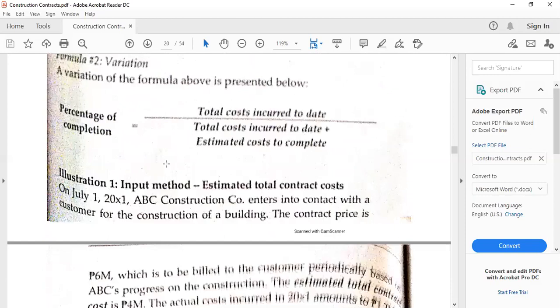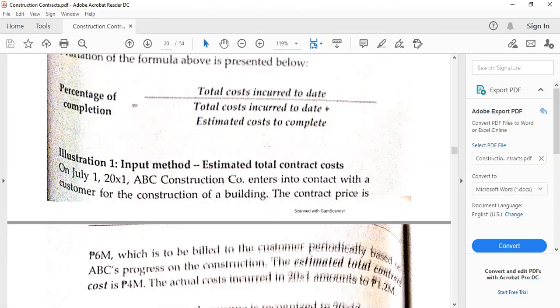And that's why for the variation, that was the formula that I was talking about a while ago. So we can, of course, manipulate this formula. So it's possible that certain values are missing and given. So example would be like the estimated cost to complete would be missing and we are given the percentage of completion and the total cost incurred to date. And we can let X for that. So that is a matter of mathematics.